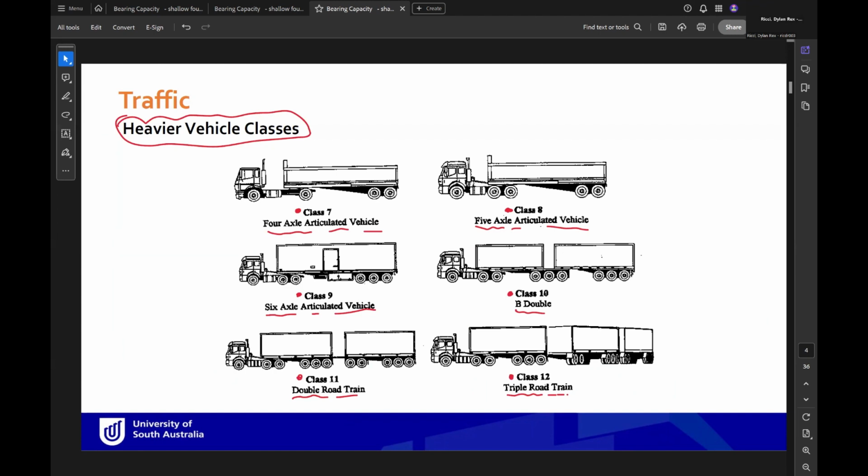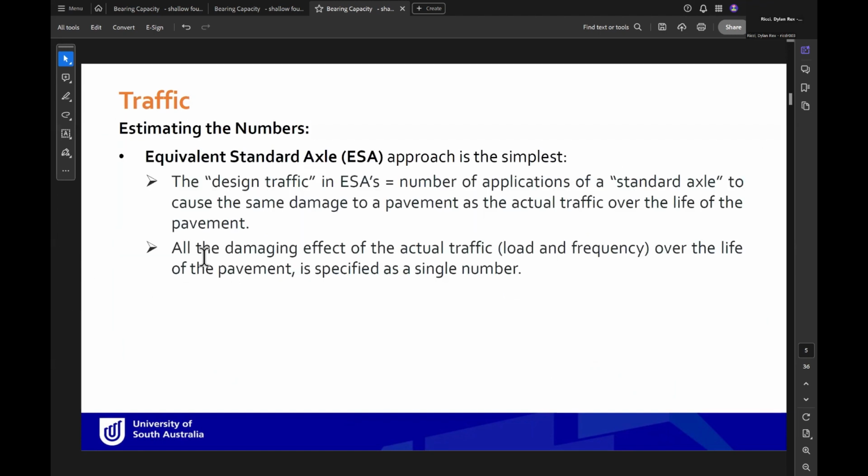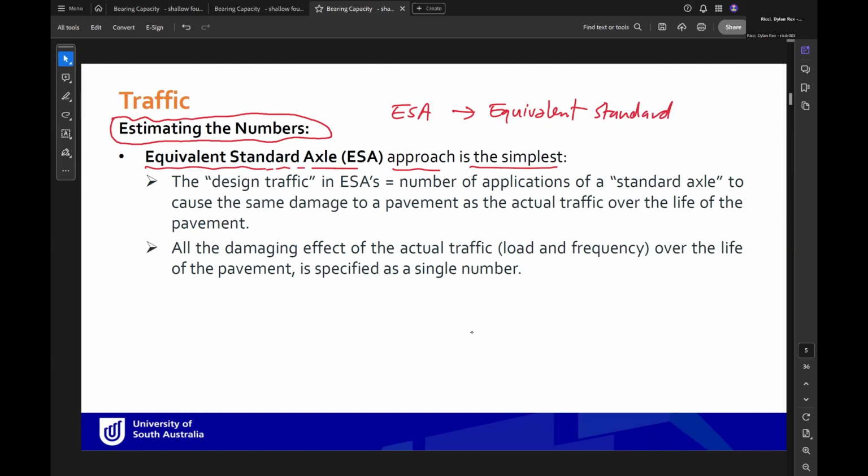Okay, so these are the types, and to design the route or the pavement we need to estimate the number of axles, or the traffic numbers, passing over the route or the pavement. So we have a method called the equivalent standard axle approach, which is the simplest approach we have to estimate the traffic passing on the route. So we have ESA, equivalent standard axle.